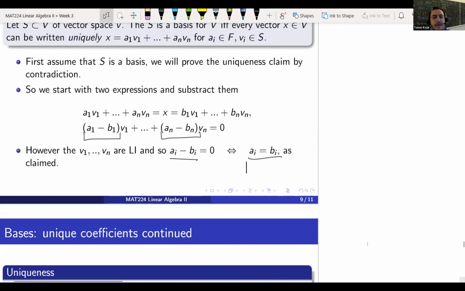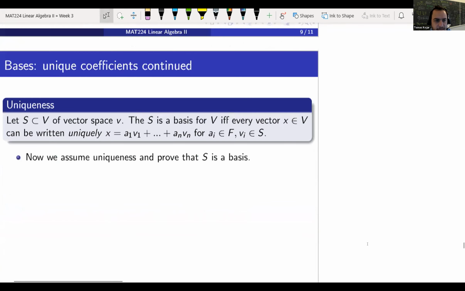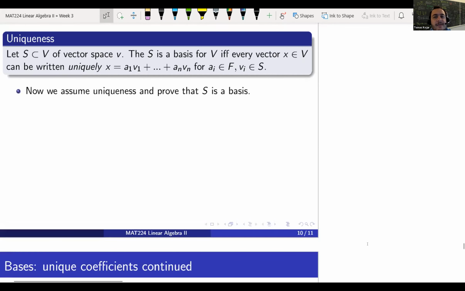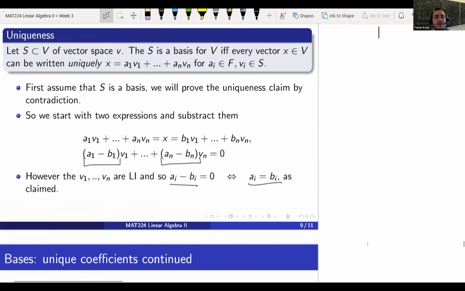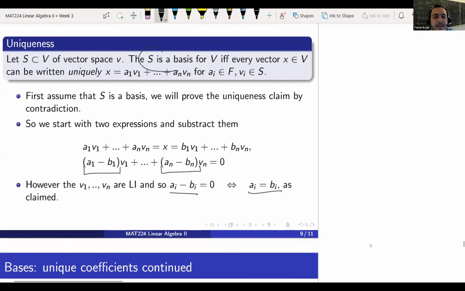Good. And I think that was it, right? Oh, I see. It's interesting. So I have to do both directions. So I showed that if it's a basis, you have a unique expression. Now the converse is, suppose you have a set and you have a unique expression.